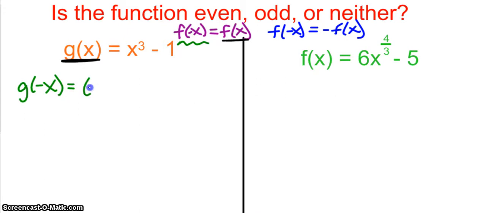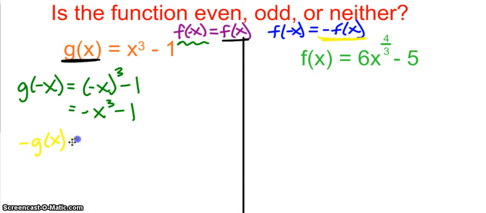So if you remember from our intro to functions, we're going to plug in a negative x everywhere we see x. That all simplifies to negative x to the third minus 1. And then we're also going to need negative f of x. So in this case, negative f of x is going to be negative x to the third minus 1. I'm just taking the negative of this.